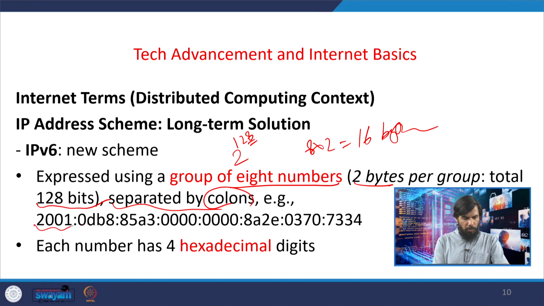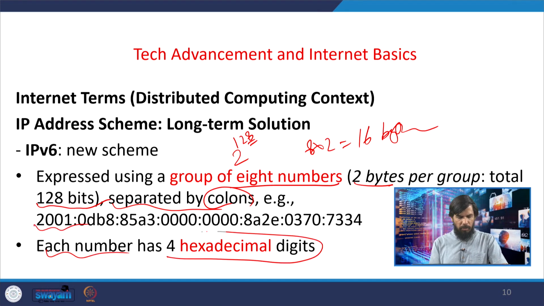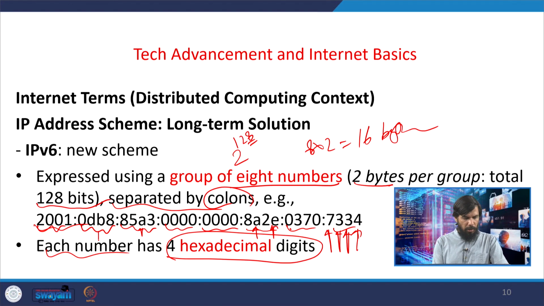So, each of these numbers has 4 hexadecimal digits. You can see each of these is in a way a hexadecimal digit. You can notice A, E here. So, essentially from there you can understand that we are following a hexadecimal format, right. So, here you have 8 groups, 8 numbers: 1, 2, 3, 4, 5, 6, 7, 8.